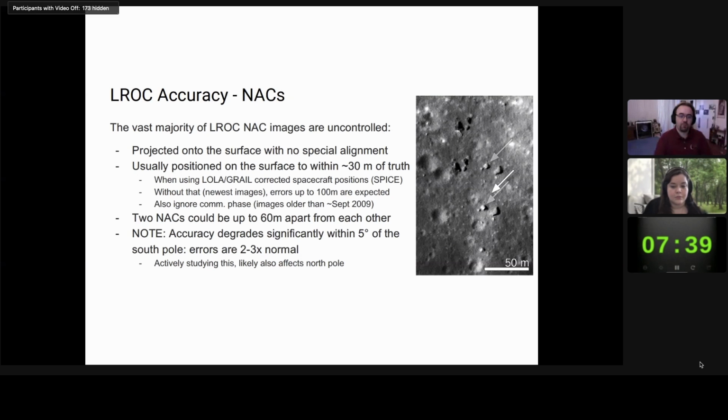And another note, for people looking at the poles specifically: we've recently found that the accuracy of images within about 5 degrees of the South Pole is about 2 to 3 times worse than that of every other image we have. We're trying to look into why this is. Next slide, please.